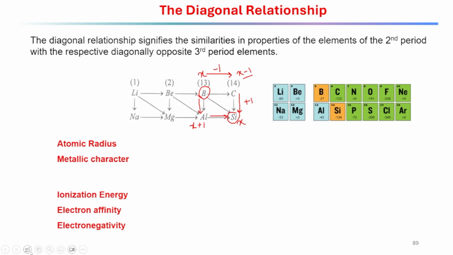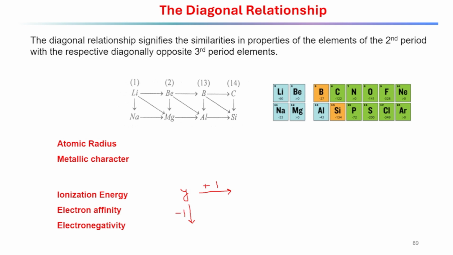Now let's clear it, and let's see the trend of ionization energy, electron affinity, and electronegativity. Let's consider that the value is y. From left to right, it increases by plus 1 unit, and from top to down, it decreases by 1 unit.